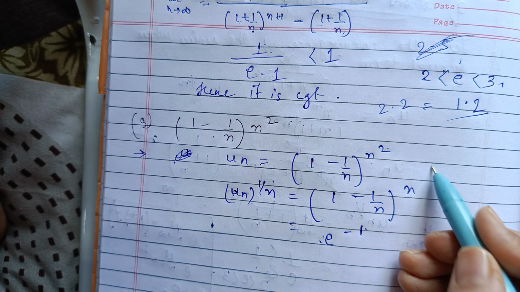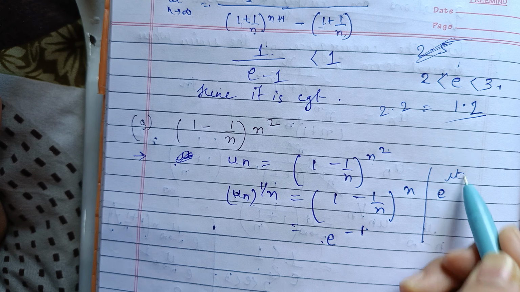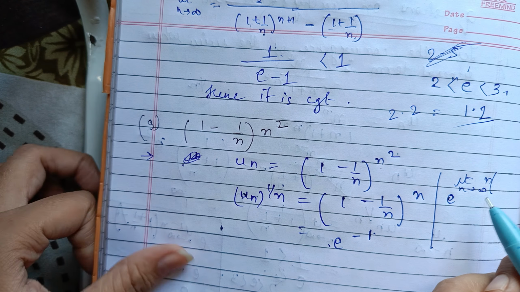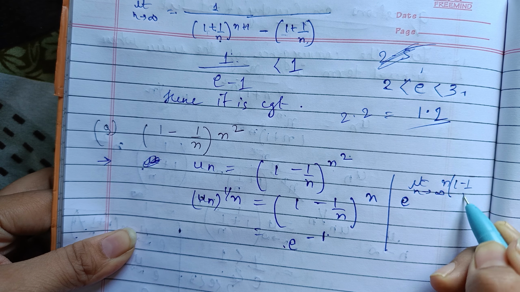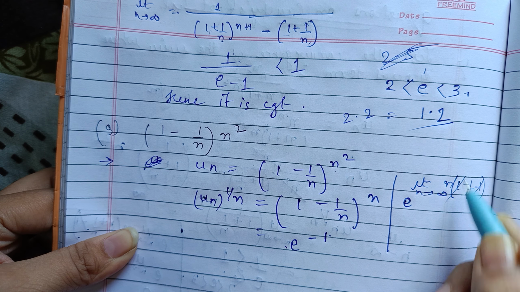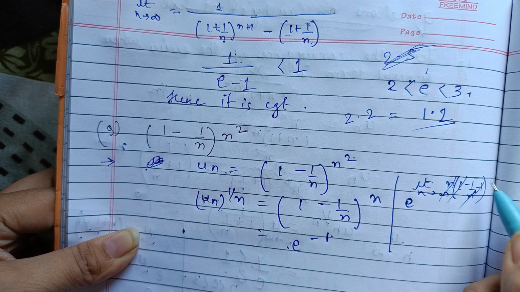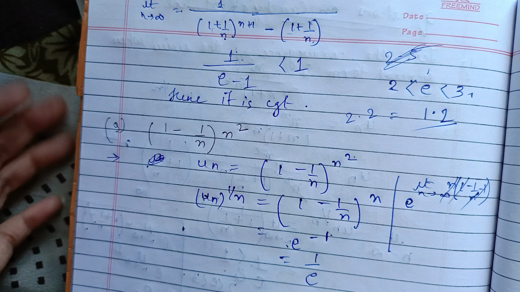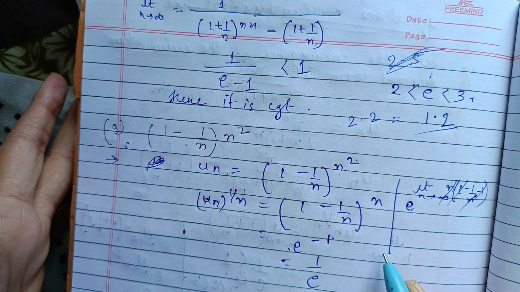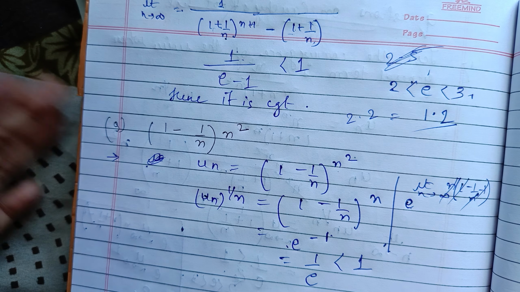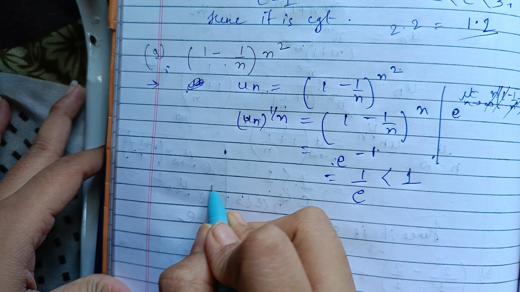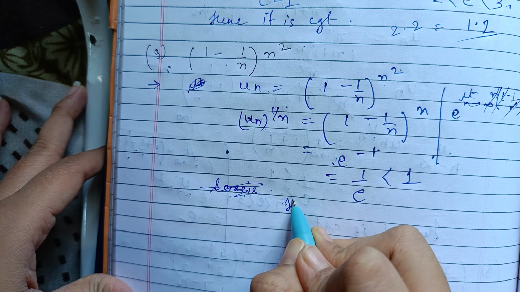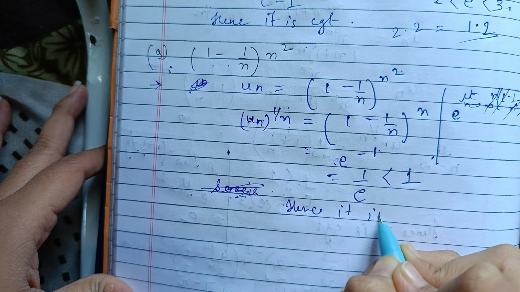How? Let me show you here. e to the power limit n tends to infinity, first n, and then it's going to be 1 minus 1 to the power n minus 1. So the n and n get cancelled, but you still have minus 1 over there. So e to the power minus 1 is 1 by e. So again it is less than 1. If it is less than 1, then it's going to be convergent. So the series converges. Hence, it is convergent.